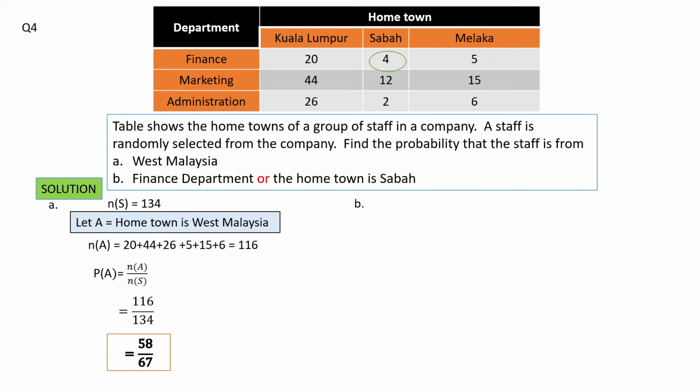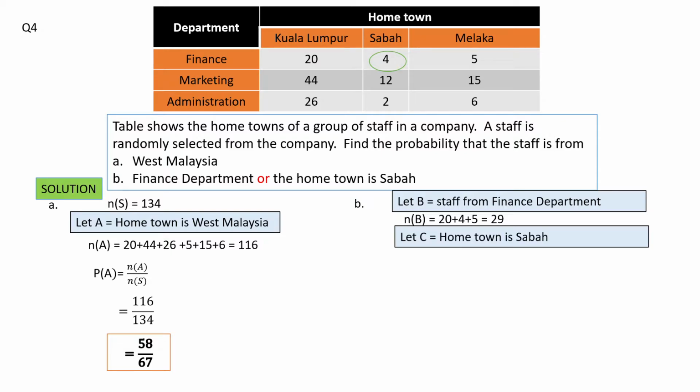Okay, so to continue, let's define the events first. Let B be the event staff from the finance department. So in the finance department altogether we have 29 of them. Let C be the event staff's hometown is Sabah. So from Sabah we have 18 of them. So using the formula for probability B union C, I'm using union because of the word or.